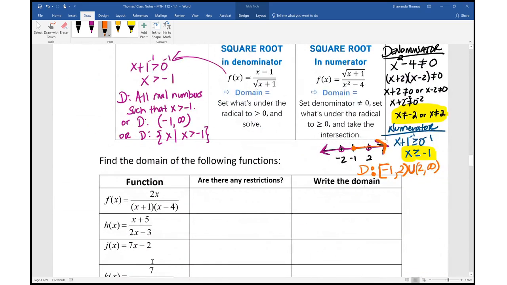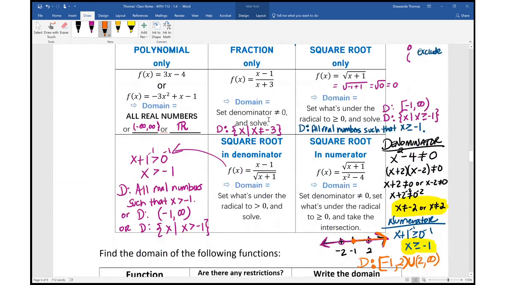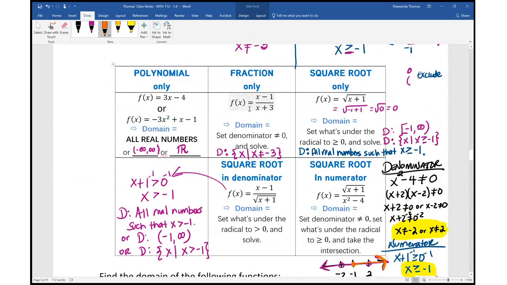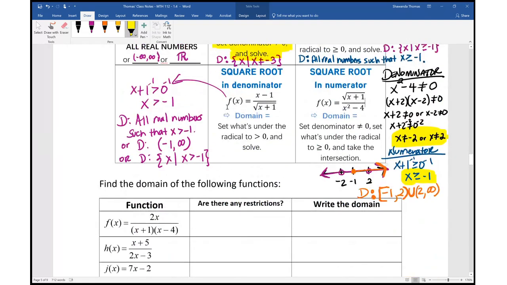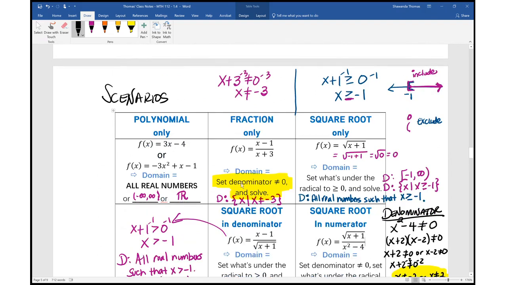Right? So notice for our first function, we have a denominator. So we have a fraction, right? So for a fraction situation, the instructions say, set the denominator to not equal 0 and solve. So follow the instructions. These are all the scenarios right here that you're going to be dealt with. Study the scenarios and study the instructions that I have posted under the word domain.